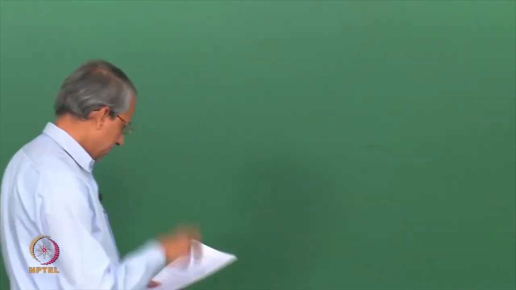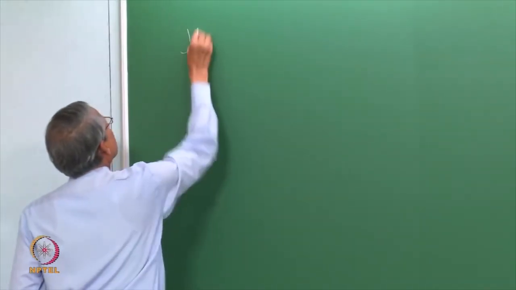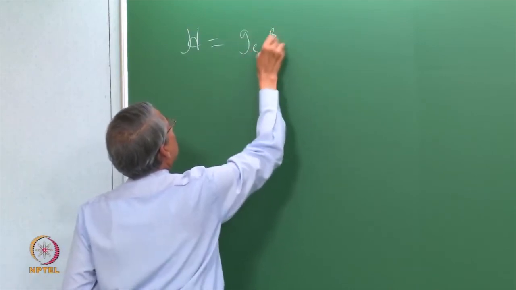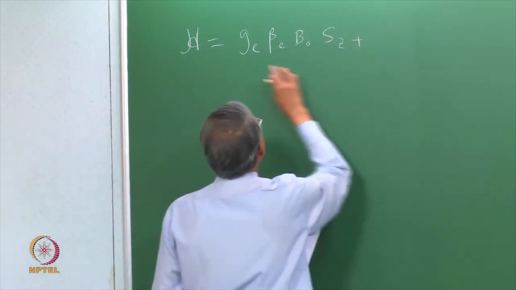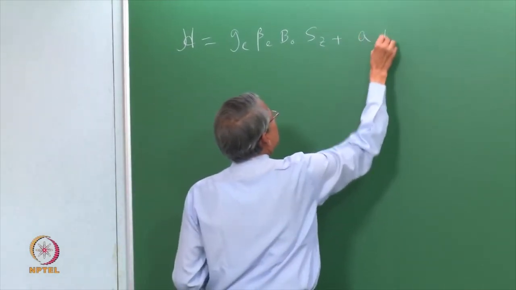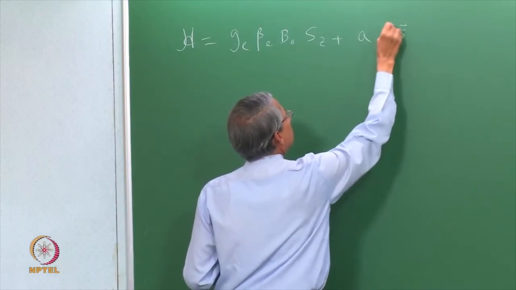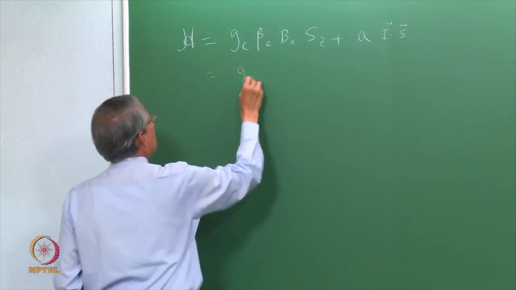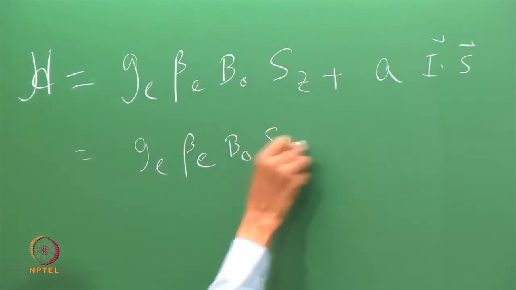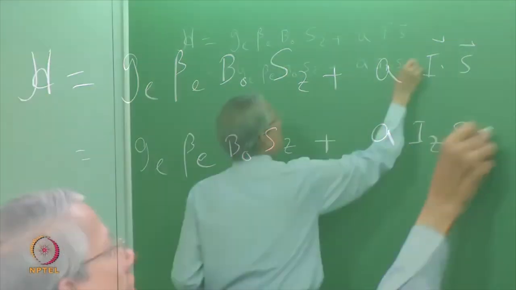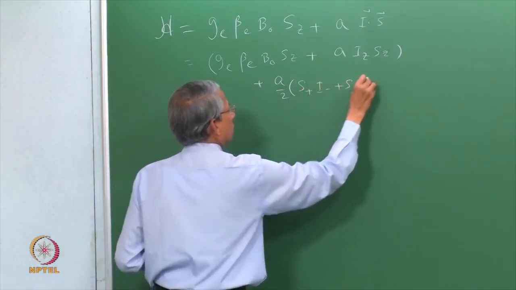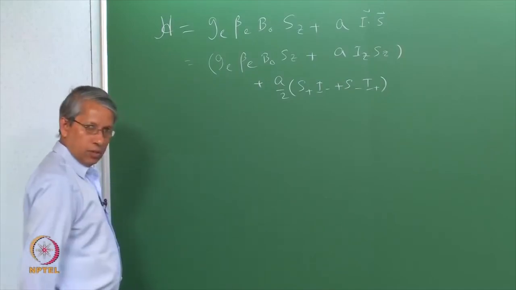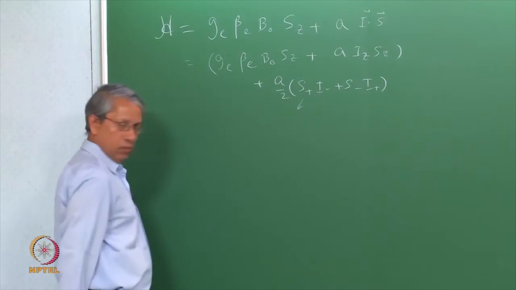We have seen the first order EPR spectra comes from a Hamiltonian of this kind, which we have seen for hydrogen atom, for example. This is the electron Zeeman term, this is the hyperfine interaction term, and this could be written as plus IZSZ plus. Here up to first order calculation, this term does not contribute to any energy.